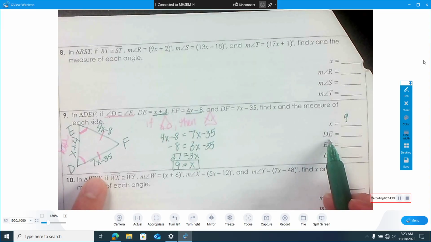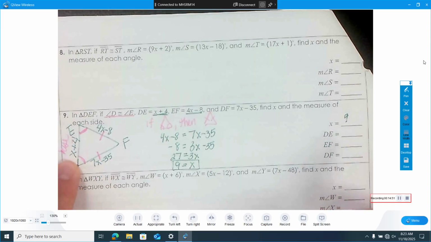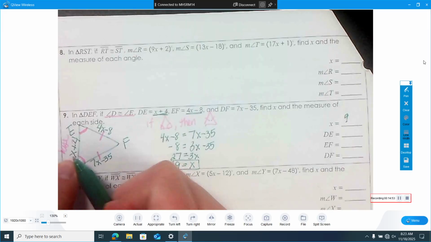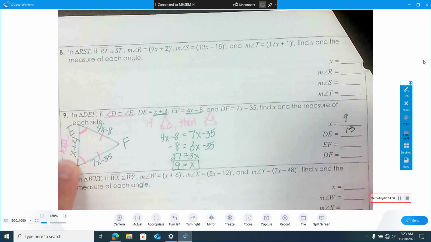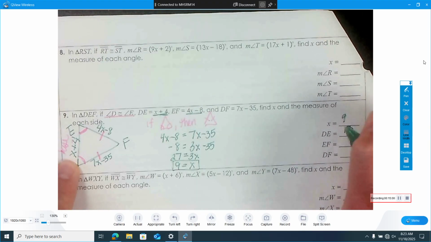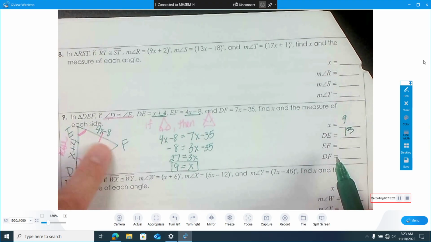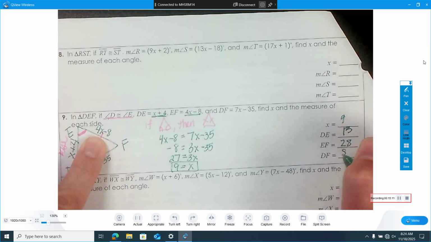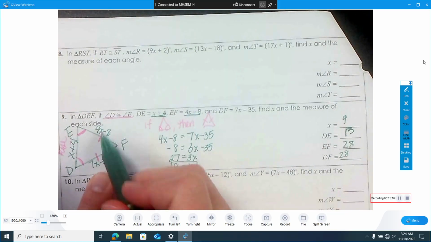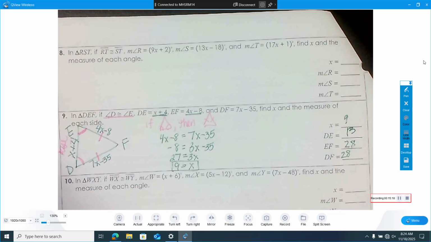So how are we going to figure out DE? Plug it in, plug it in. Yeah, 9 plus 4 is 13. All right, and then let's see. EF, 4 times 9 is 36, minus 8 is 28. And then, they're both 28. Very good. And that's nice because they are congruent, so they absolutely should be the same. That's good. All right, questions for me on that?